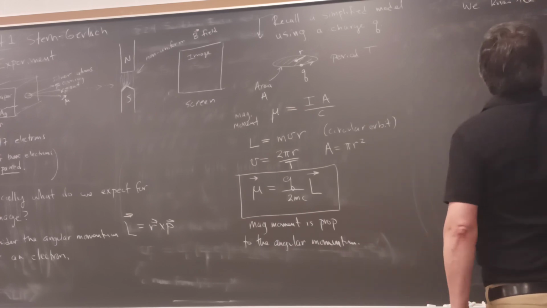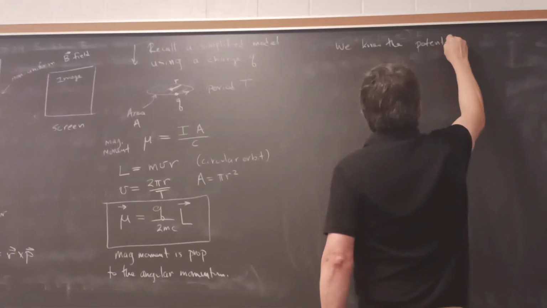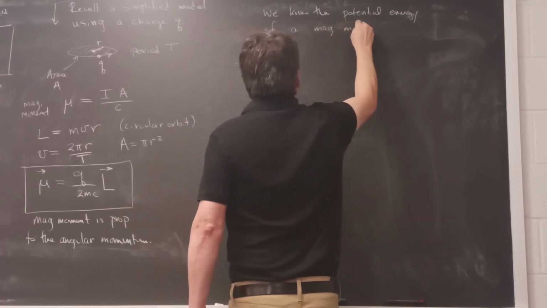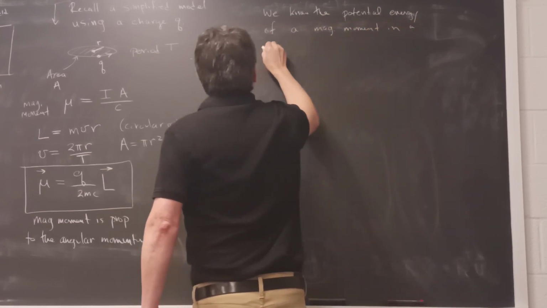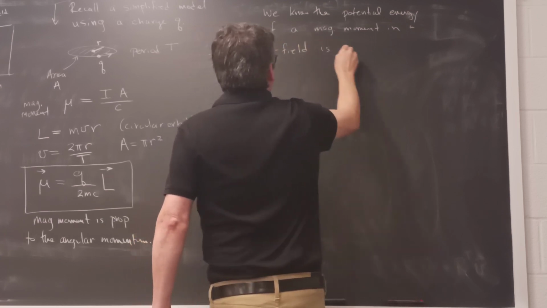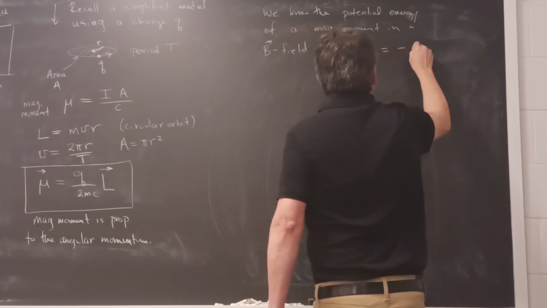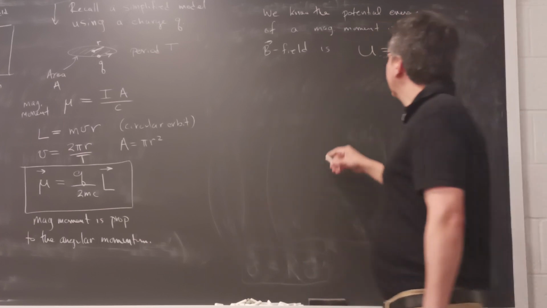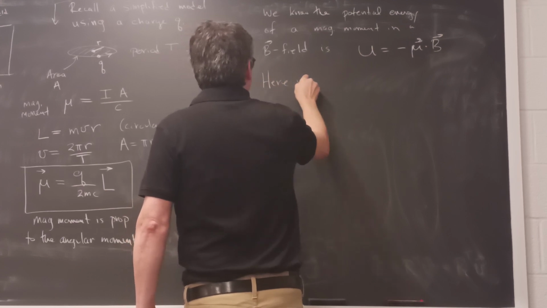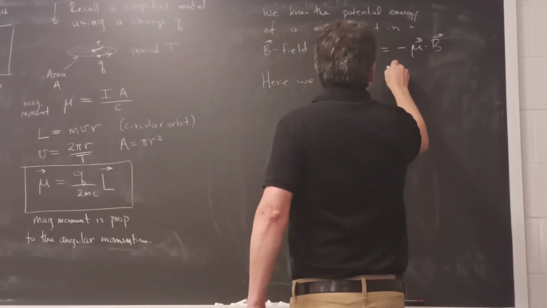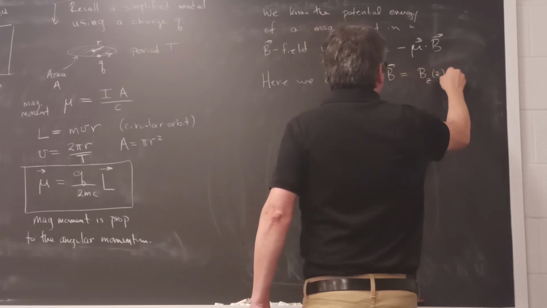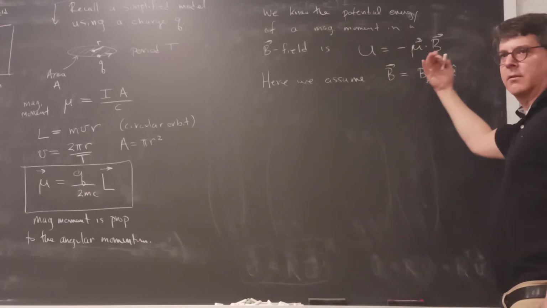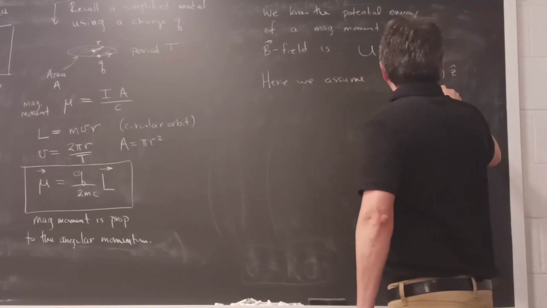We know that the potential energy of a magnetic moment in a B field is minus mu dot B. Okay, so here we'll assume B of Z is in the Z direction, but it's not a constant field. It varies with position.